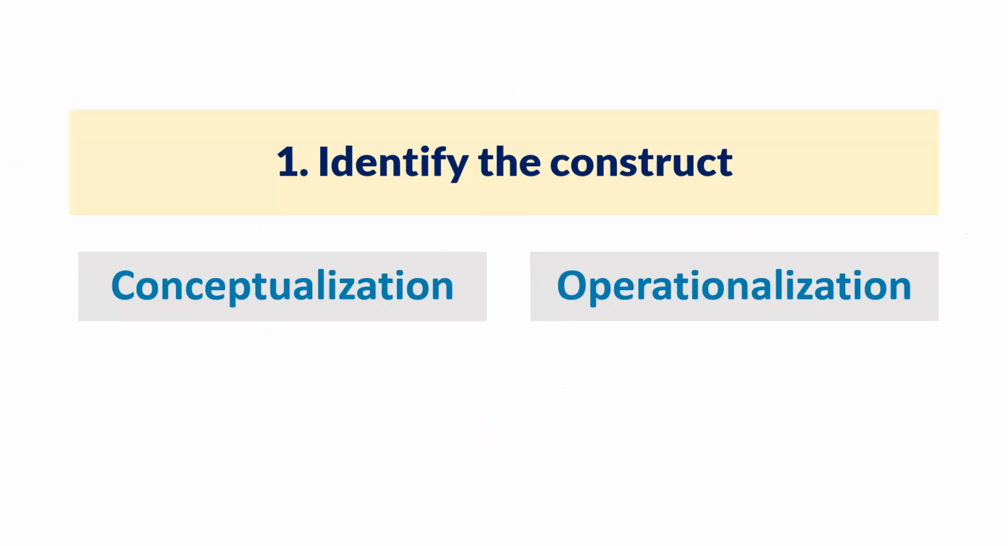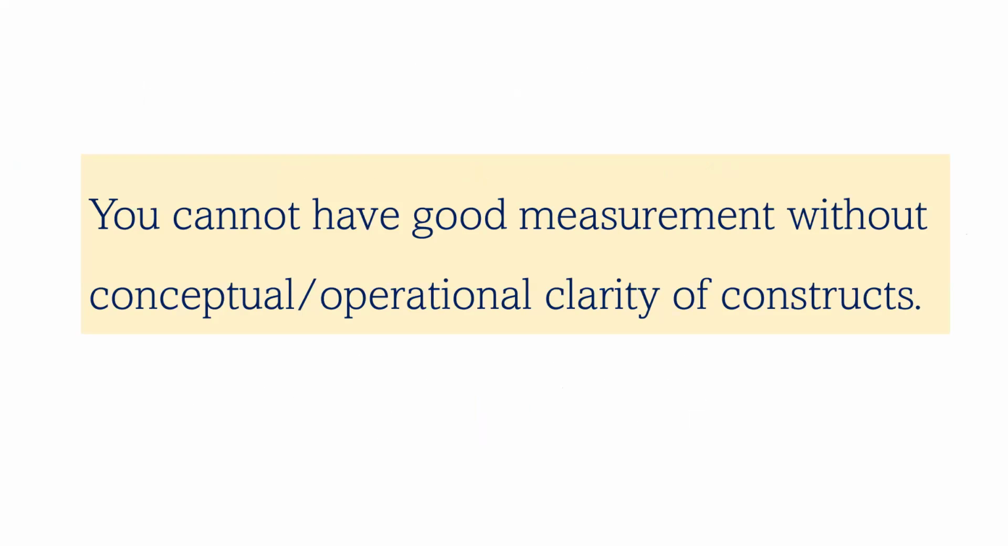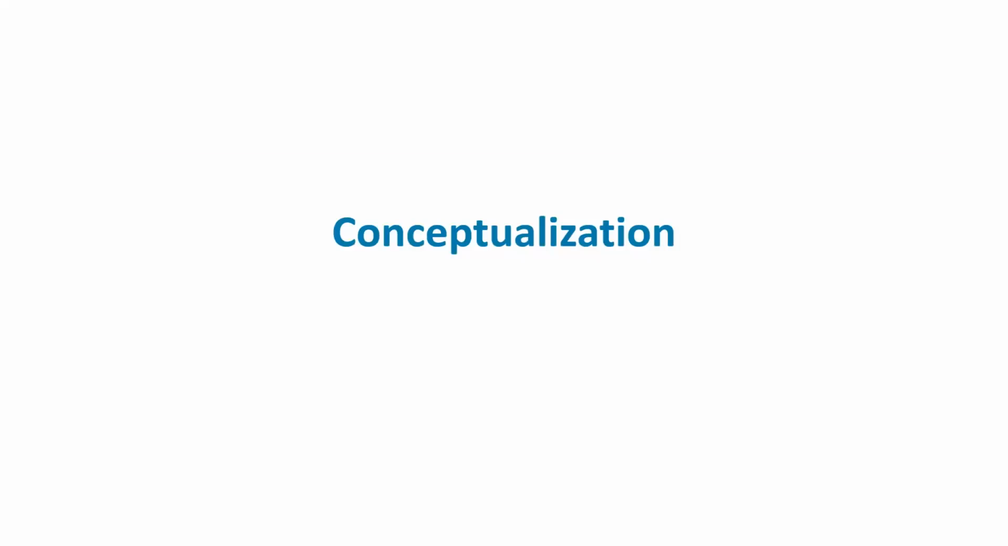So the first and most important is to identify your construct. Once you have identified your construct, there are two parts to this identification: conceptualization and operationalization. There is a difference between conceptualization and operationalization. You cannot measure a good construct without its theoretical or conceptual development. Then you have to translate this theoretical clarity to operational or empirical clarity. So what is this conceptualization?